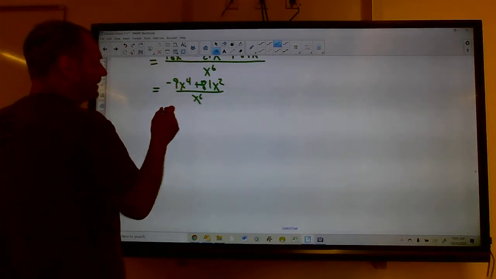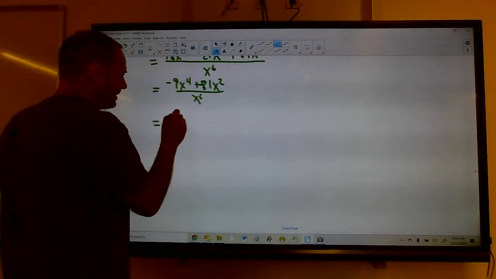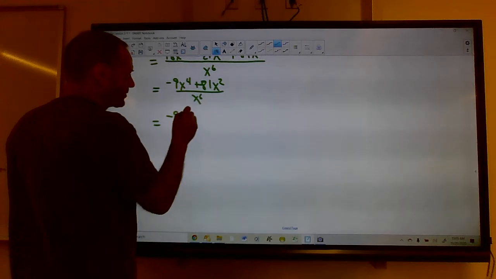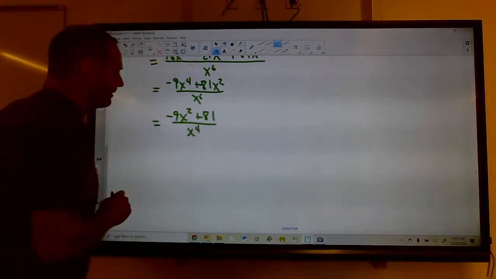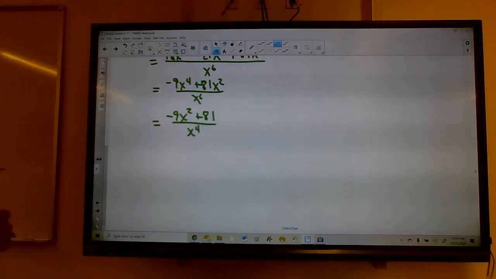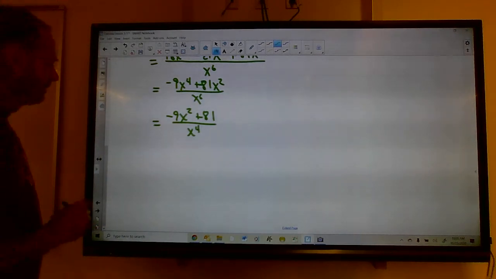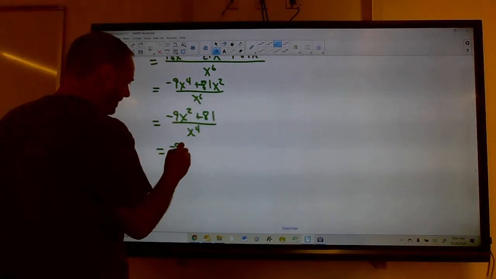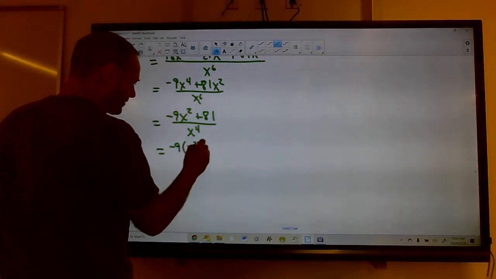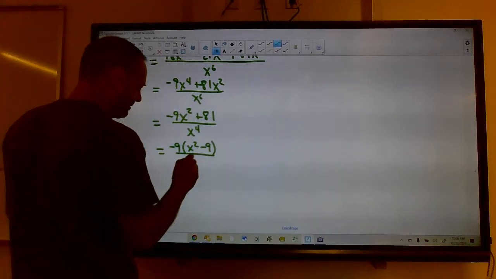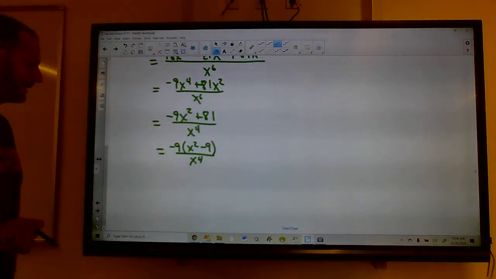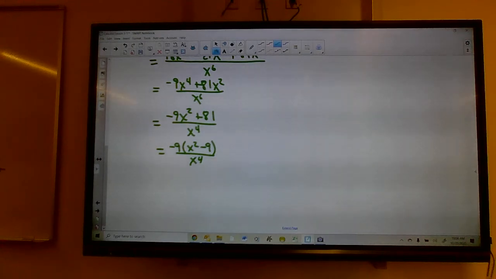And I can cancel out an x squared here, so this would be negative 9x squared plus 81 over x to the fourth. And it might just be easier to factor out a negative 9 and leave x squared minus 9 in there over x to the fourth. All right, that's nice and clean. Okay, so there's the derivative.